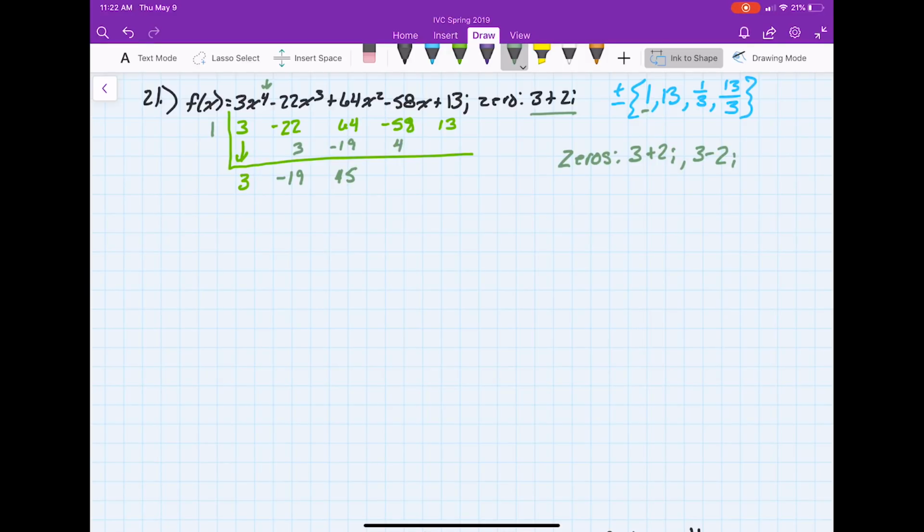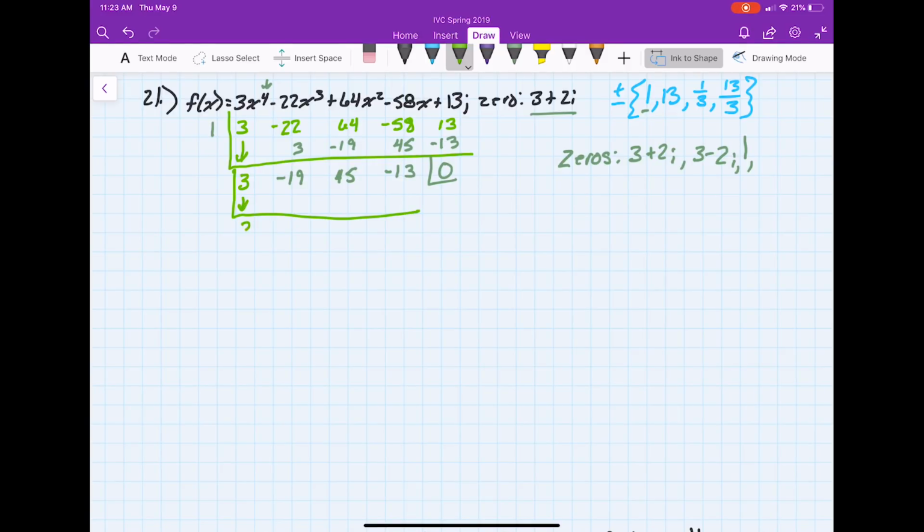What do we get? 45. Yeah, 45. Add that all together, and we get negative 13. 1 times negative 13 is negative 13, and this is a 0. So we can add that to our list here, 1. And now add our commas, because we could potentially have one more, but we don't know yet until we try everything.